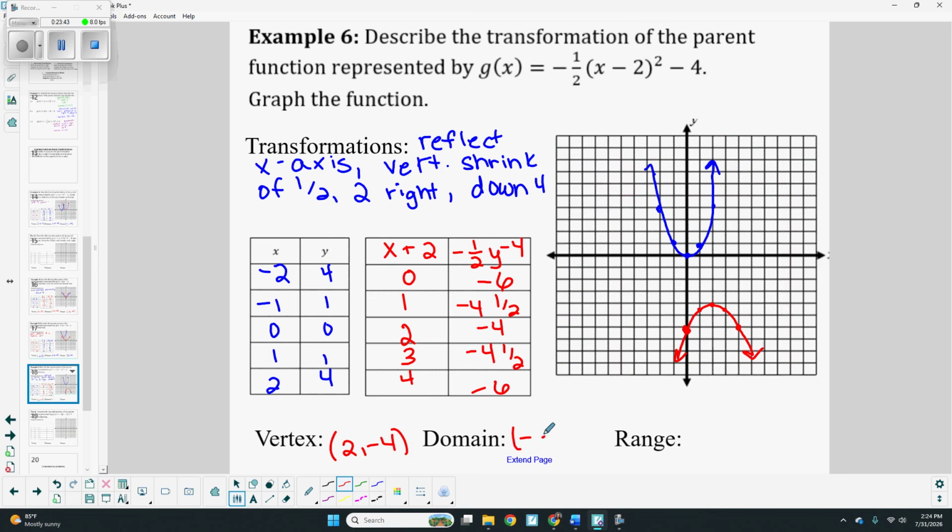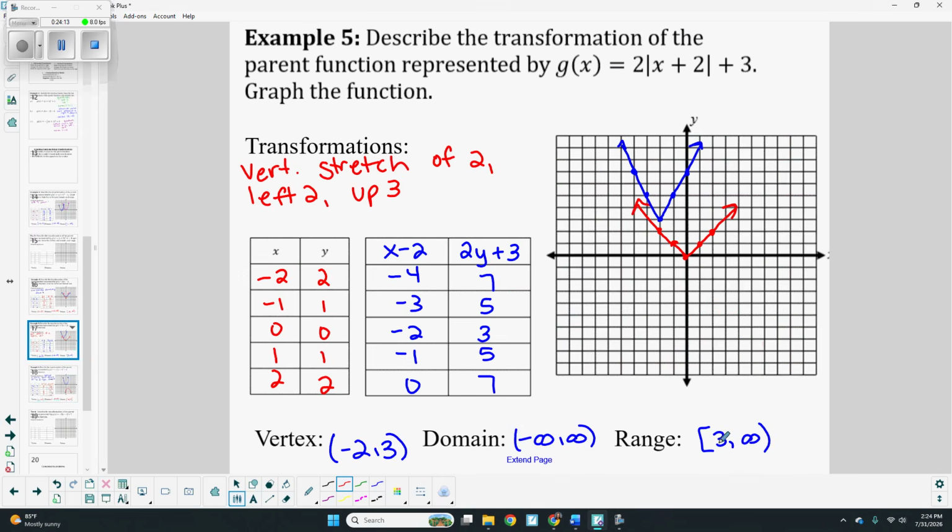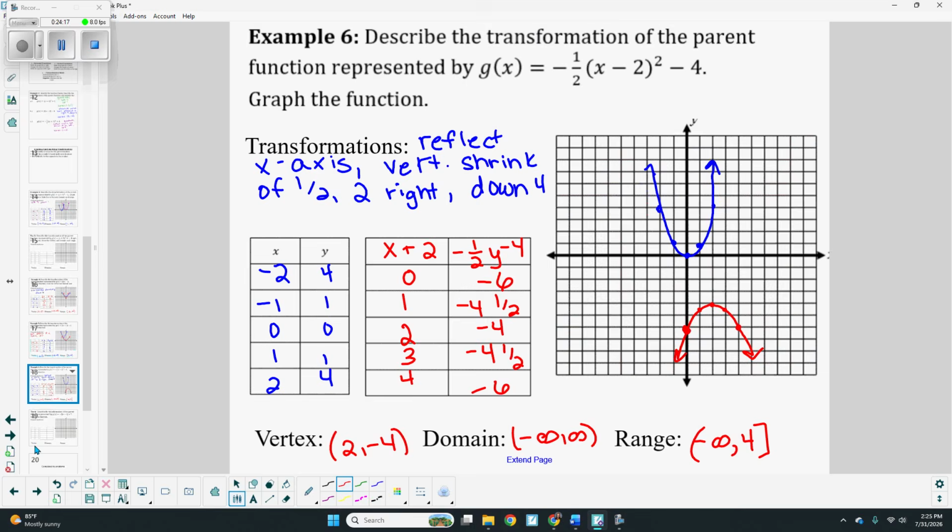My domain, still -infinity to infinity, all my numbers. The range this time, it has a top, which means it has a highest value. The second number in our range will be the 4, because that's the most it reaches. Everything else was below it, so everything else went down to -infinity. So this one, when it's pointing down like this, will have the -infinity first and the number second. When it points up, we have the number first and the infinity second. All right, should always be least to greatest.